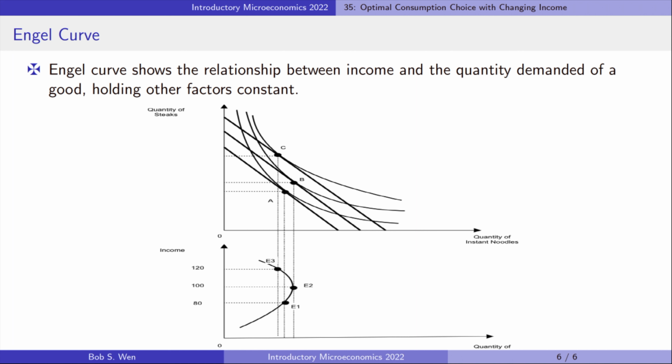Income is on the vertical axis, and the quantity demanded for instant noodles is on the horizontal axis. Points E1, E2, and E3 on the Engel curve correspond to points A, B, and C on the budget and indifference curves.